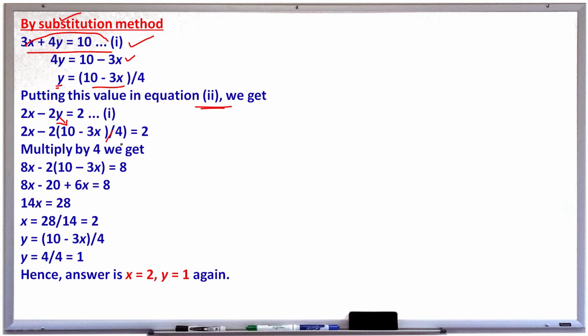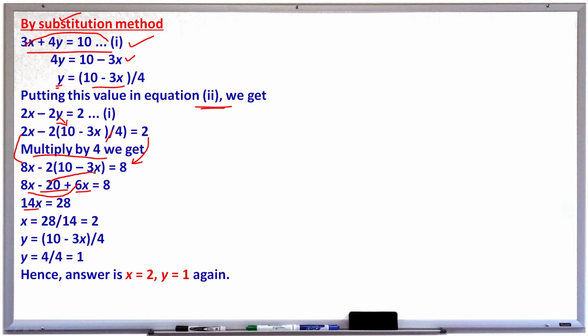After this, multiply the equation by 4. We get 4 twos are 8x, and here also we multiply by 4, this 4 and 4 will get cancelled, so 2 into (10 minus 3x) is equal to 4 twos are 8 on the right hand side. So again simplifying, 8x minus 2 into 10 is minus 20, minus into minus is plus, 3 twos are 6x, is equal to 8. Now like terms you can add, these two are like terms, 8x plus 6x will become 14x.